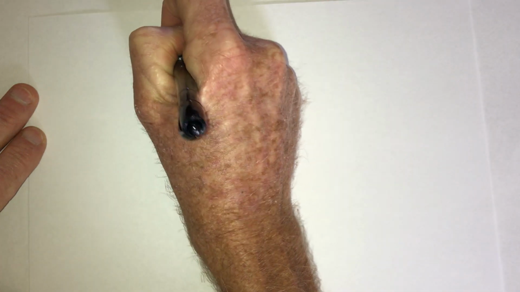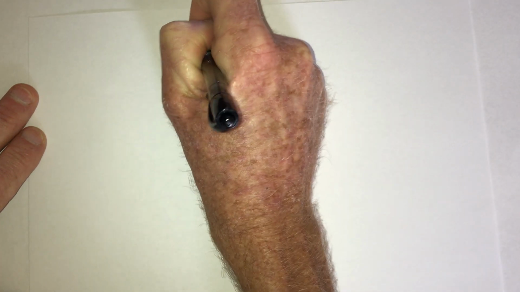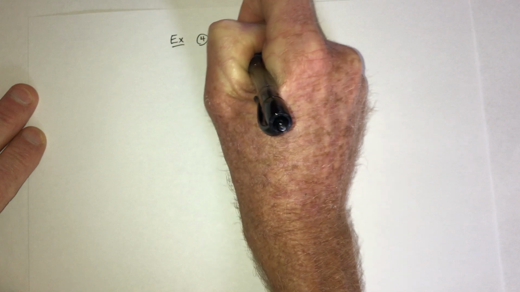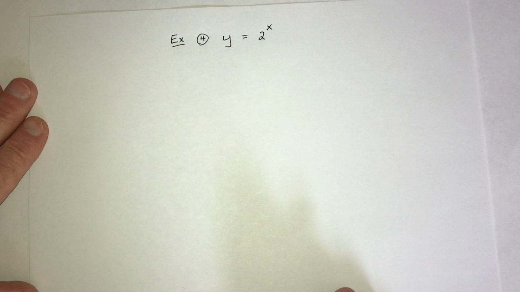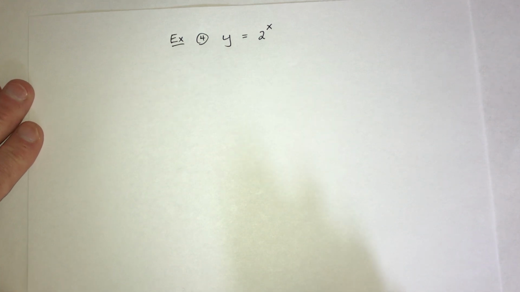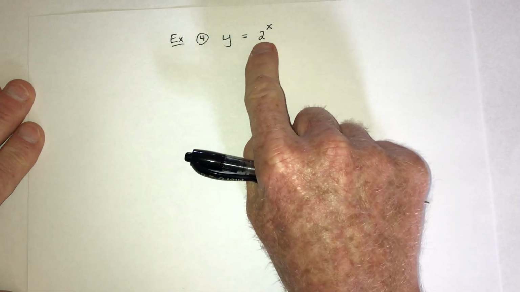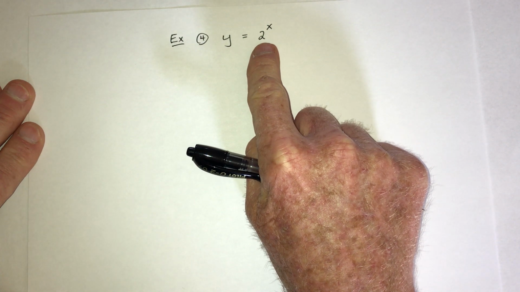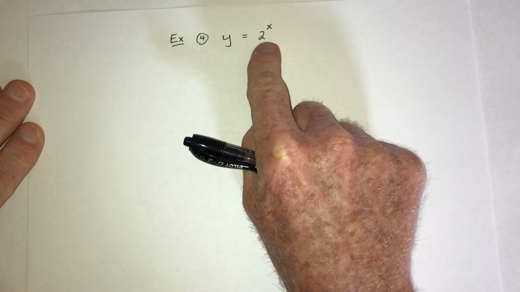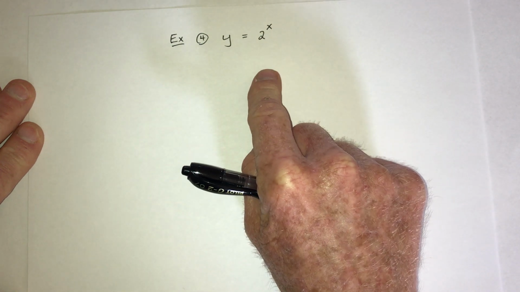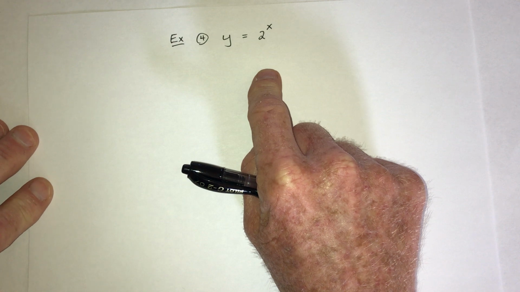Example number 4 is going to be sort of similar. Similar in that this is one that it's easier to have memorized. Otherwise, you could do these following steps. So what if the function is 2 to the x? Well, this is actually very similar to e to the x, and the derivative of e to the x is just e to the x. So is the derivative of 2 to the x just 2 to the x? Well, let's check it out and see.